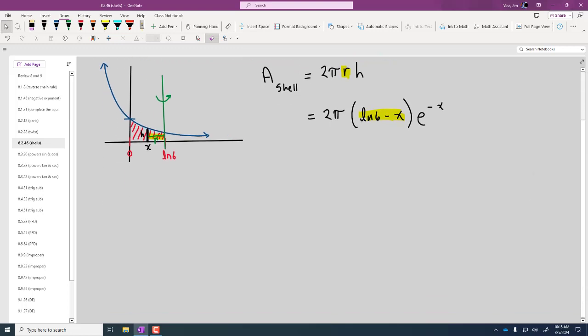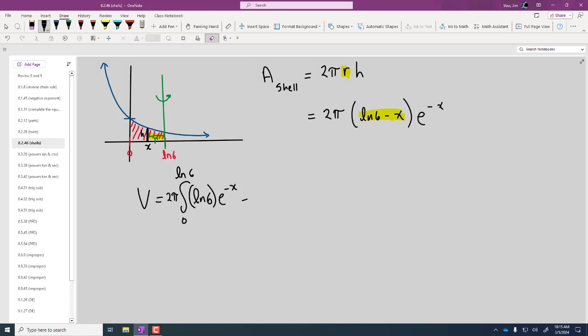of our cylindrical shell. And then to get volume, you integrate area. And we're going to integrate area from 0 over to natural log of 6. And the 2 pi is a constant. It can certainly come to the front, so we can put it out in front if we want right away. And let's distribute that e to the minus x business. So we're going to have natural log of 6 multiplied by e to the minus x, and then minus x e to the minus x dx.